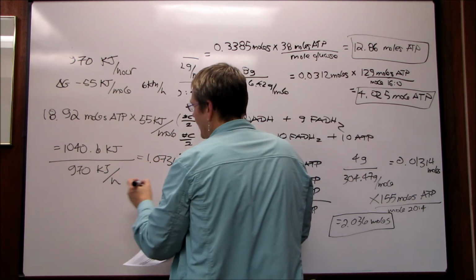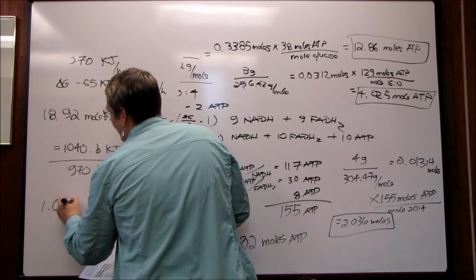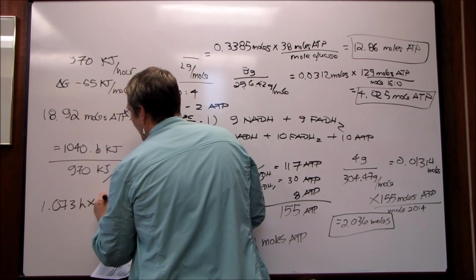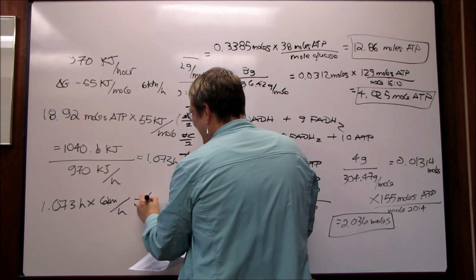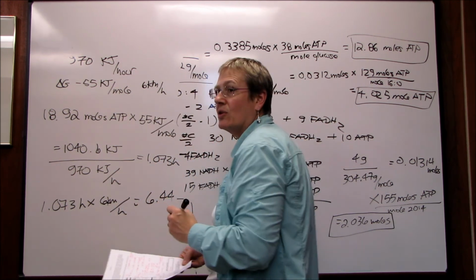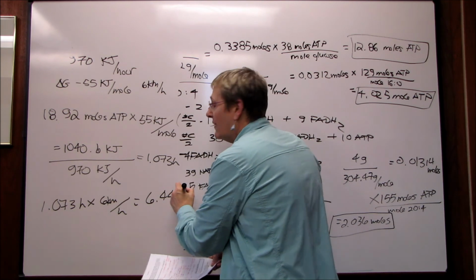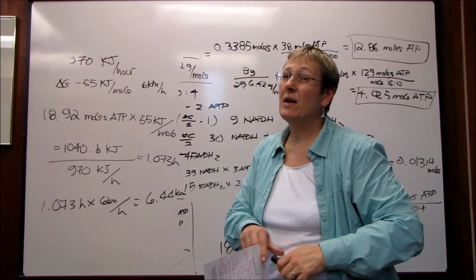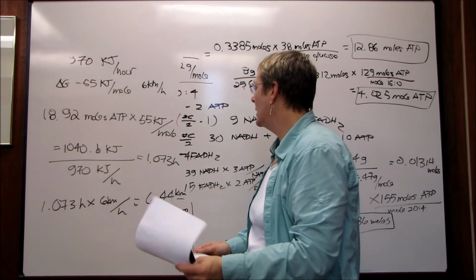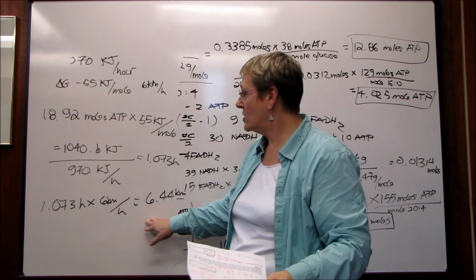And then if we simply take that 1.073 hours times 6 kilometers per hour, we end up having to walk 6.44 kilometers at a fairly hefty pace. 6 kilometers an hour is a pretty brisk walk in order to burn off one McDonald's chocolate milkshake. So that's just putting that in perspective, and that's how you do that kind of problem.